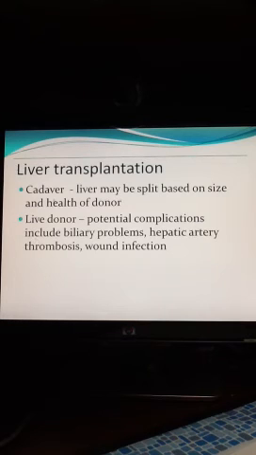There were 6,500 liver transplants done in the year 2005. A cadaver is a donated organ from a person who's died. What's interesting is that the liver can be split based on the size and the health of the donor. So sometimes two people can get one liver. And then you can have a live donor where only a portion of the live donor's liver is taken to transplant. There are complications that could include biliary problems, hepatic artery thrombosis, and wound infection.